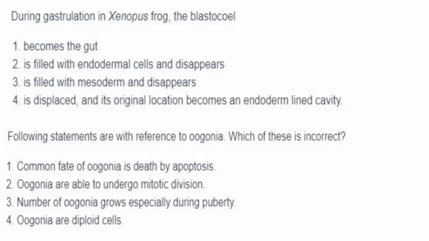Then next one. During gastrulation in Xenopus frog, the blastocoel becomes the gut? It is the archenteron that is becoming the gut. Blastocoel itself does not directly become the gut. Is filled with endodermal cells and disappears? Is filled with mesoderm and disappears? Is displaced and its original location becomes the endoderm lined cavity? That is correct.